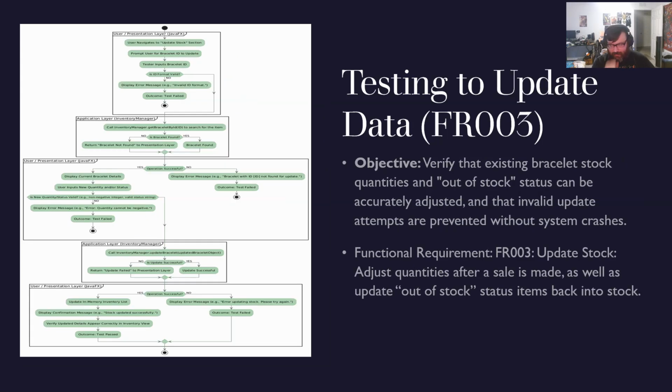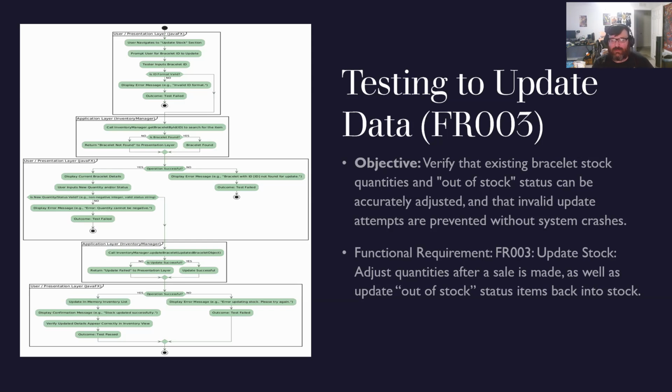Now to update data, or the U in the CRUD section of it, the objective of this test is to verify that existing bracelet stock quantities are valid and that out-of-stock items can in fact accurately be adjusted.